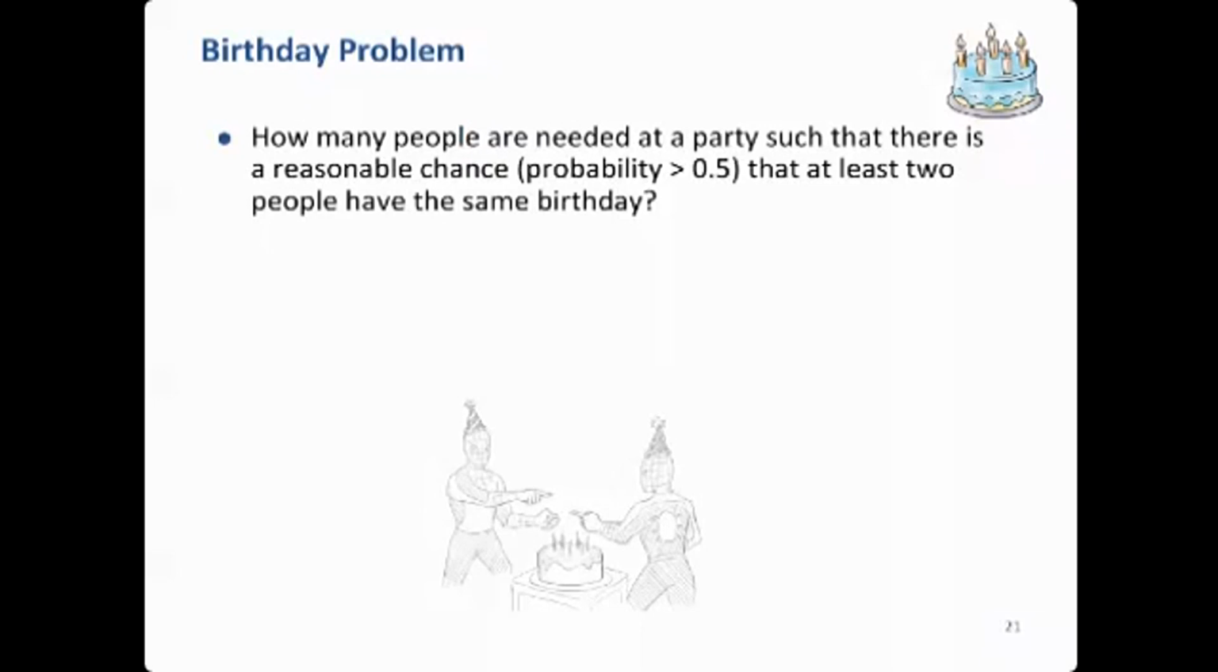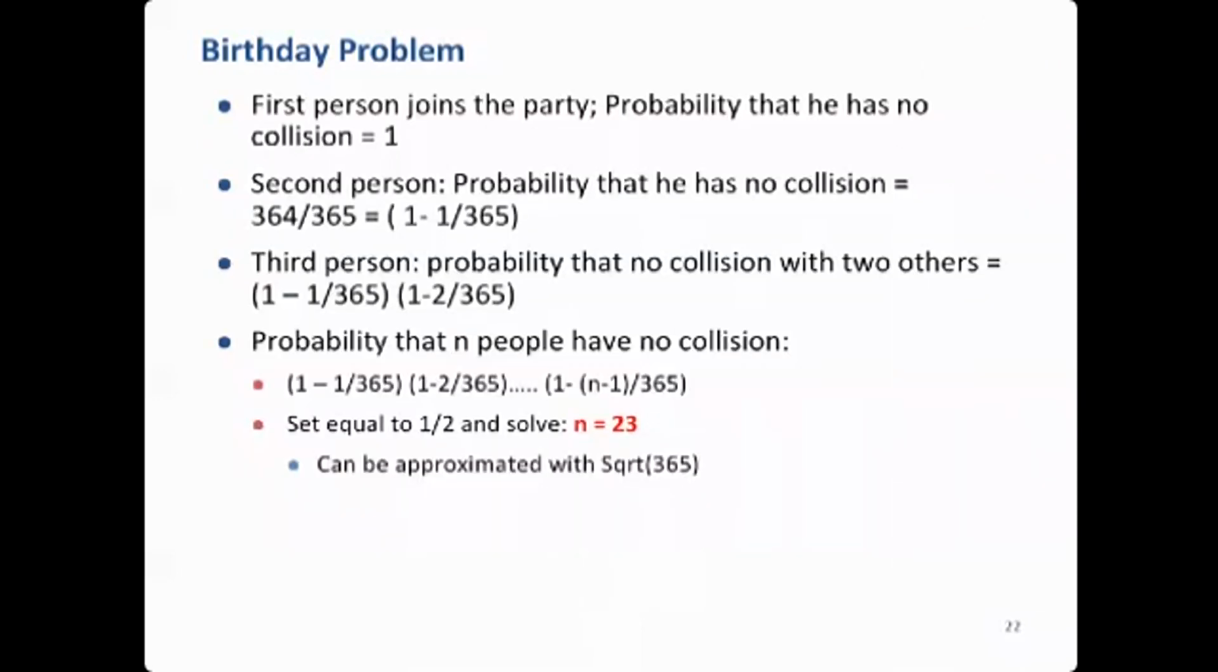All right, you can calculate this. Now why are we doing this? Most people answer 183, the number of days divided by 2. It is a very intuitive answer, but it's incorrect. You can calculate this, very simple, right? Let's assume you're the first person who's joining the party. The probability that you don't have a collision with anybody else is 1, because you are the only person.